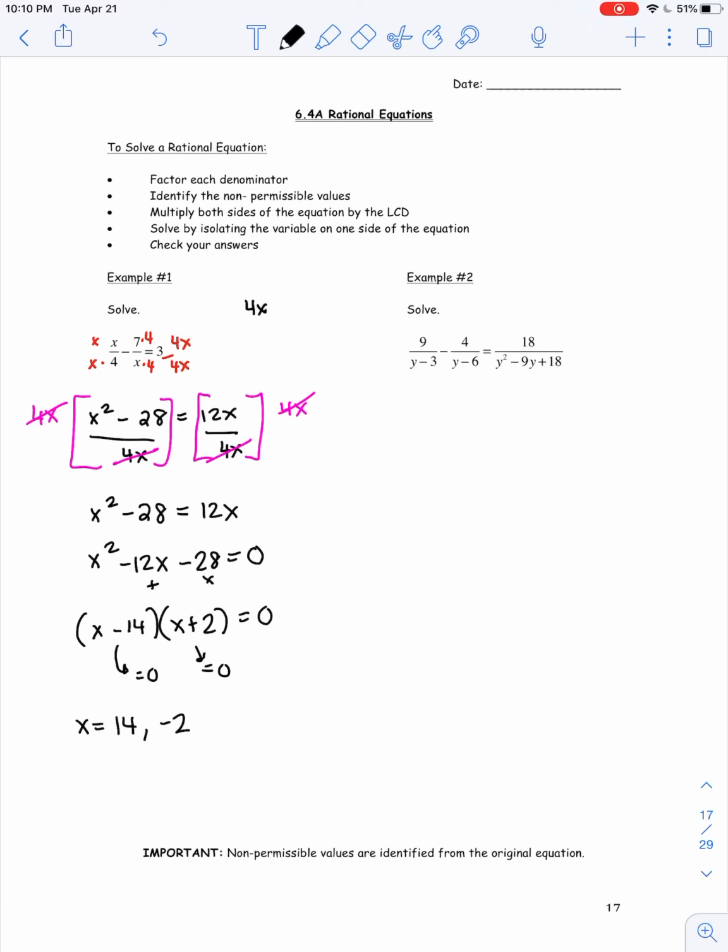So how we check is we go back to the original question, which is this one right here. We plug the answer into the left side and the right side to see if left side equals right side. So on the left side, you're going to have 14 over 4. Wherever you see an x, put in a 14. And then minus 7 over 14. Is it equal to 3? That's what we're trying to figure out. That would be equal to the right side.